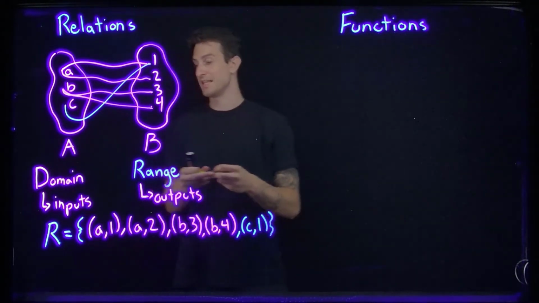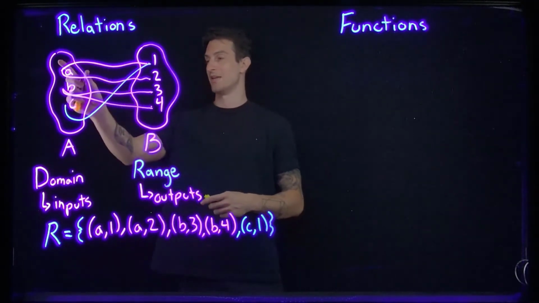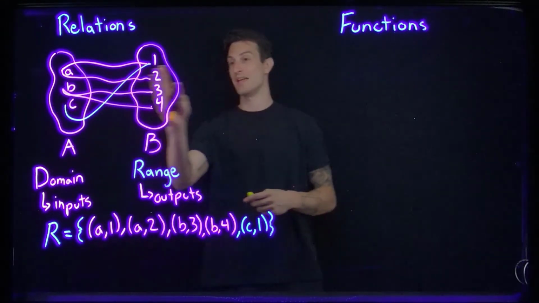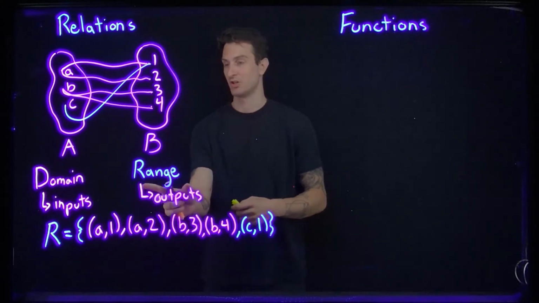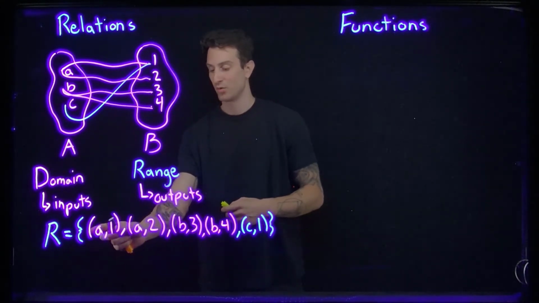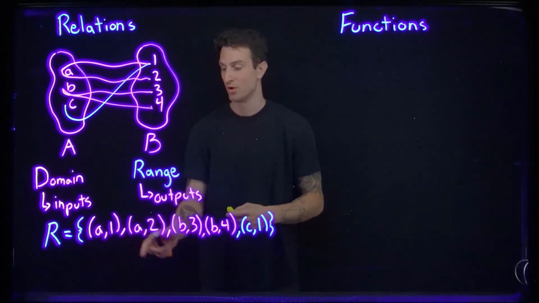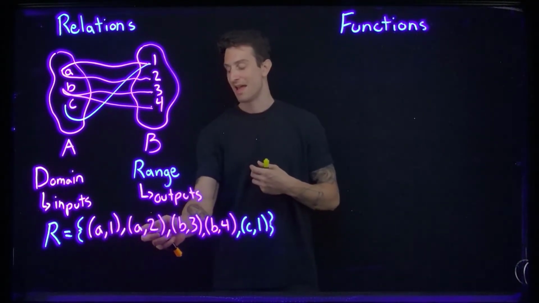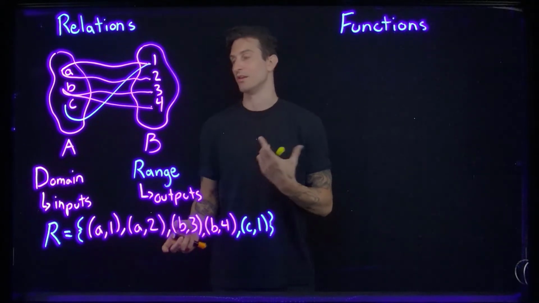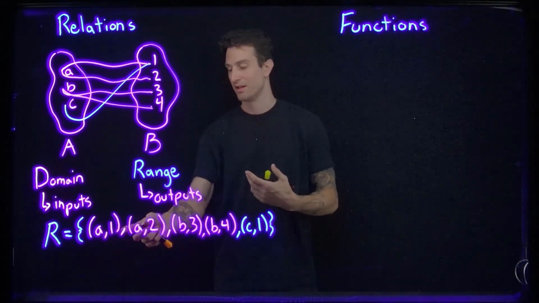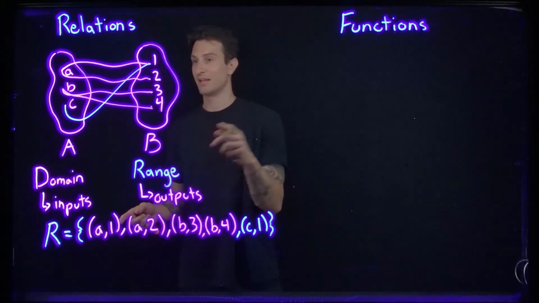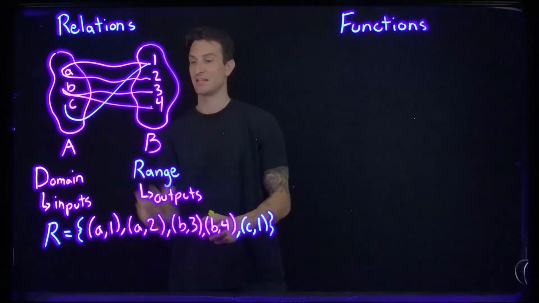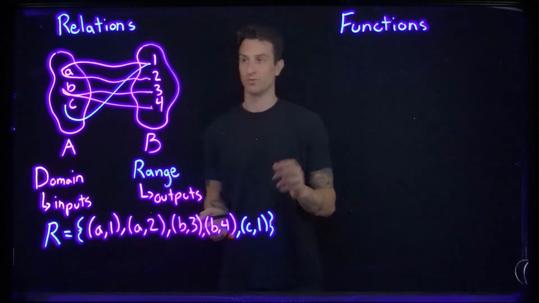The key thing here with relations is that one of the objects in the domain, A, B, or C, can go with many objects in the range. So A can go with 1, and A can also go with 2. Sometimes I might use the word map. So A maps to 1, A also maps to 2. Another word might be related. A is related to 1, A is related to 2. So A can be related or mapped to multiple things, and same with everything in our domain.